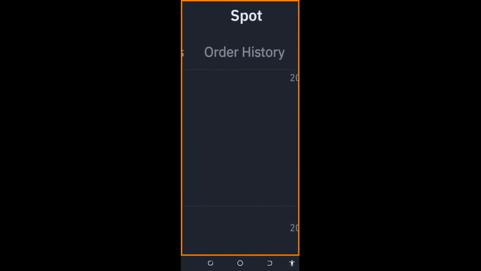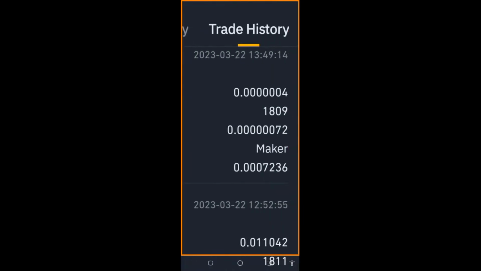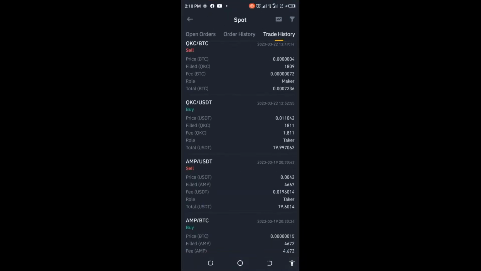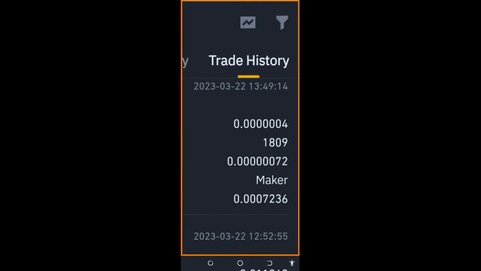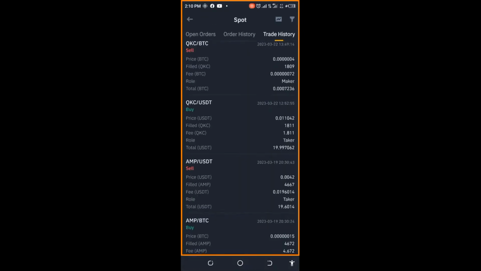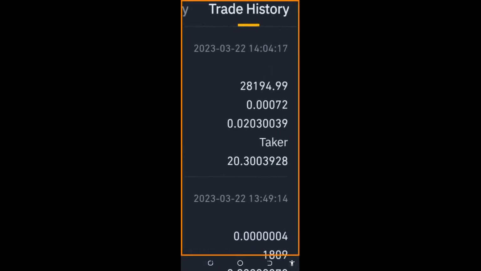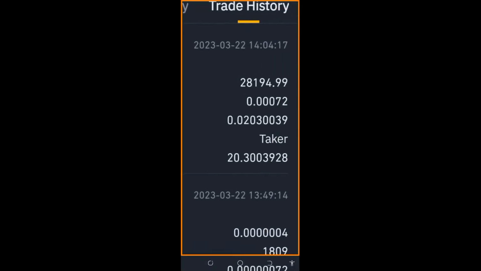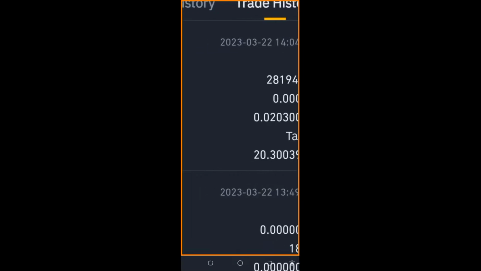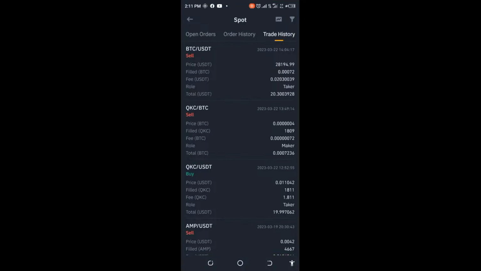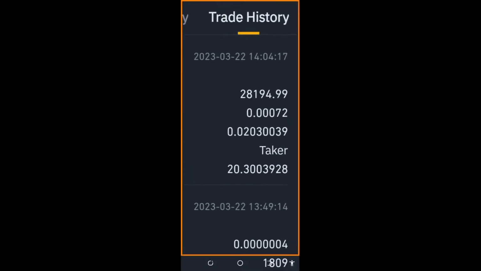Okay, so after that, we sold that amount to BTC and we got 1809. Then we sold our BTC, and we actually got 20.30. Interesting. We got 20.30. But don't forget that they will take out fees. I'm just wondering why they're not taking out any fees.